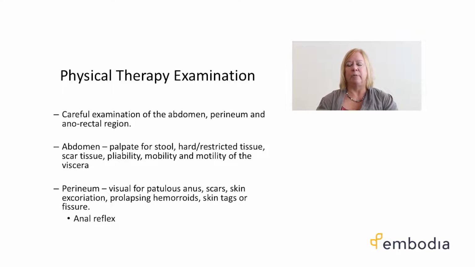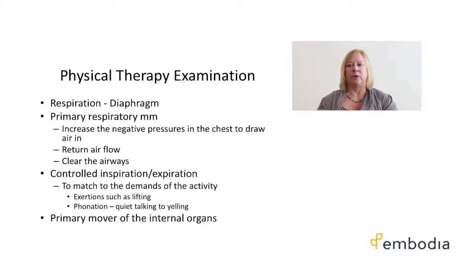In the abdomen, you're going to palpate for stool, hard restricted tissues, scar tissue, pliability, mobility, and motility of the viscera. In the perineum, you're going to be looking visually for patulous anuses, scars, skin excoriation, prolapsing hemorrhoids, skin tags, or fissure, just like we talked about before. When we're looking at the respiratory system, we're going to be looking at, does the diaphragm move? Do they have basilar rib motion? What's happening there? What does their breathing look like at rest? What does it look like when they're exerting a little bit more?